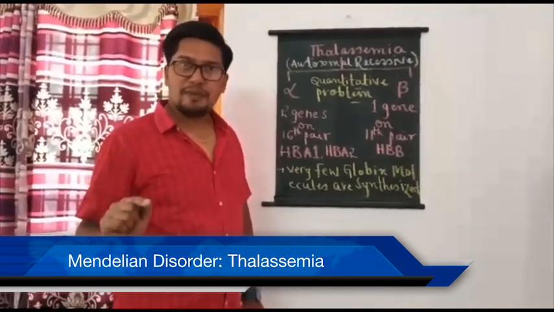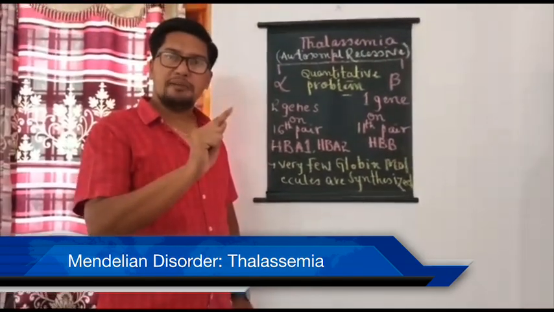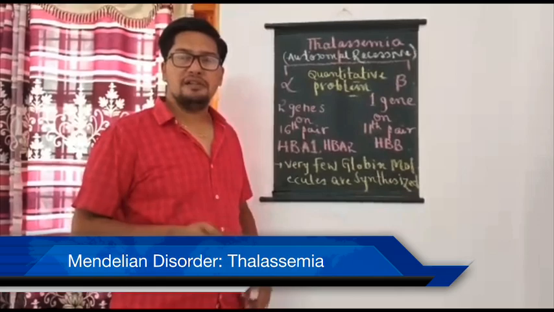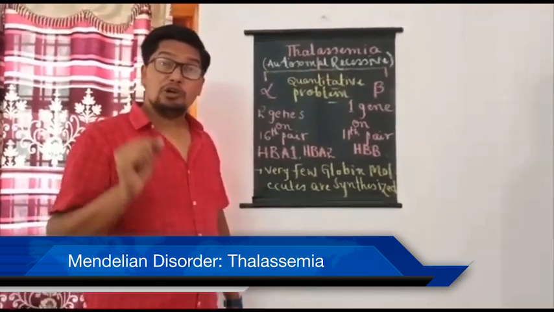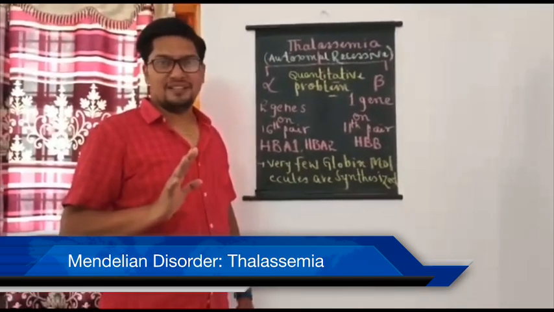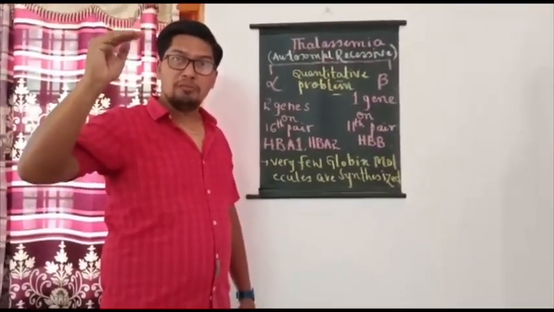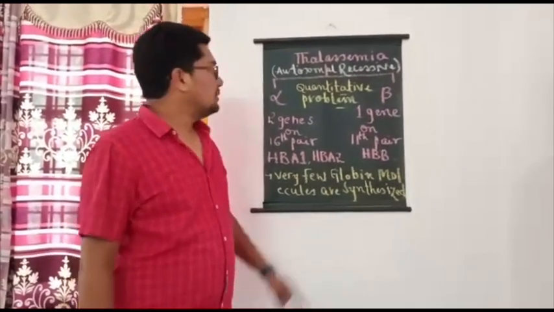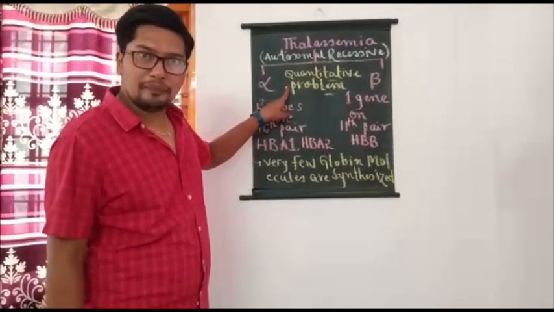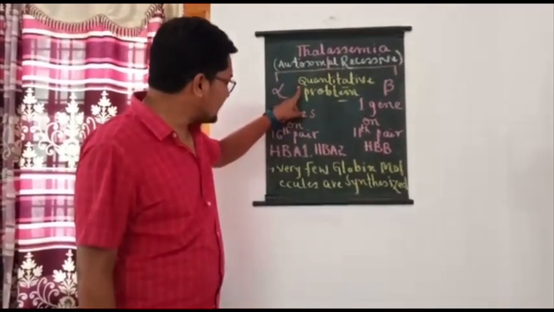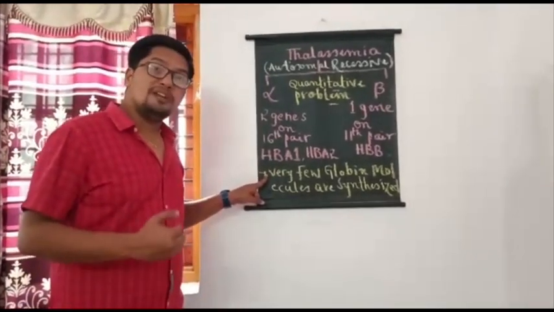But if you ask me, what are the main differences between sickle cell anemia and thalassemia? First difference is that sickle cell anemia is a qualitative problem. Means there is no decrease in the number of globin molecules produced there. But thalassemia is a quantitative problem. It is the problem associated with the synthesis of very few globin molecules.